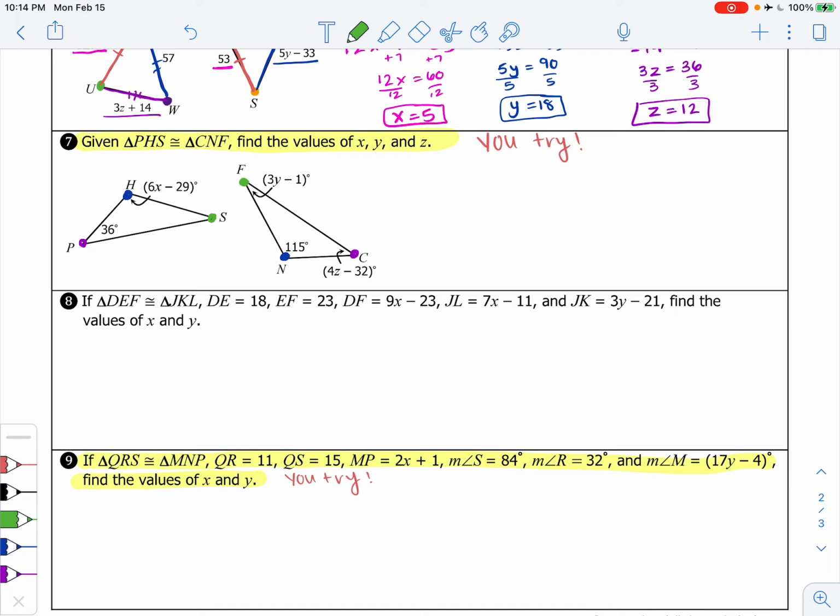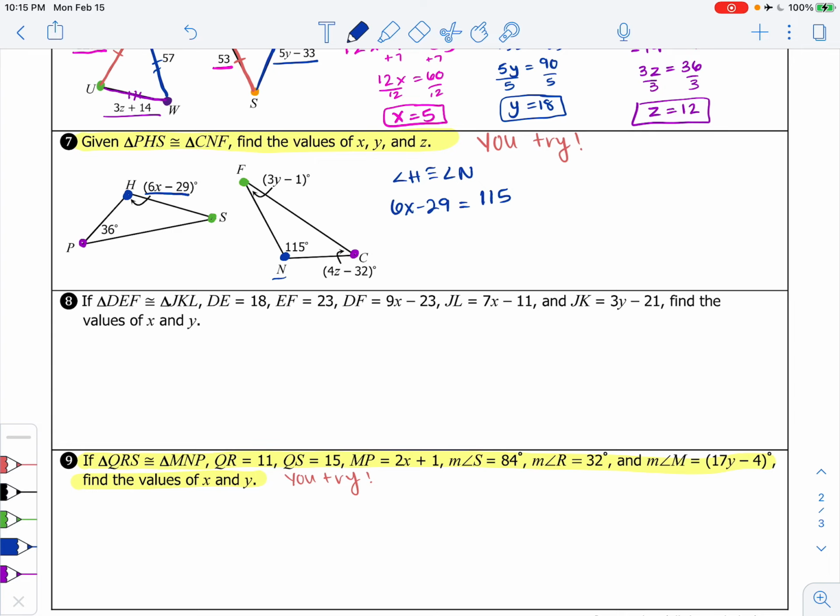And now on this one, it really only gives us angle measures, so I don't even need to worry about which sides are congruent. So I'm going to start with the first ones. Let's start with finding X. So X is here. It is representing angle H. And we know that angle H is congruent to angle N since they're corresponding. So therefore, when I set up my equation, I can say that the measure of angle H, 6x minus 29, is equal to the measure of angle N, which is 115.